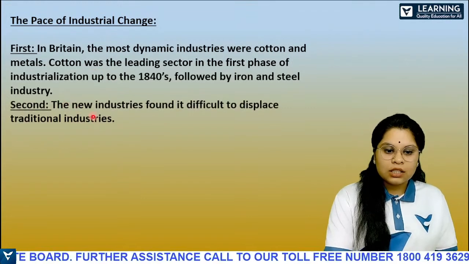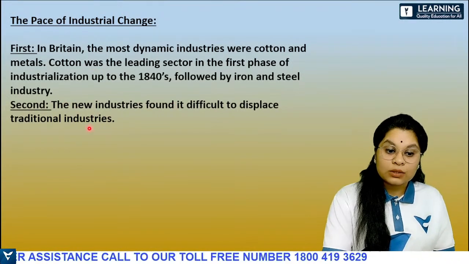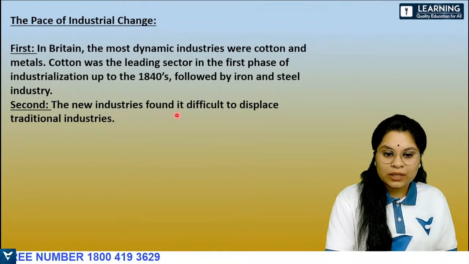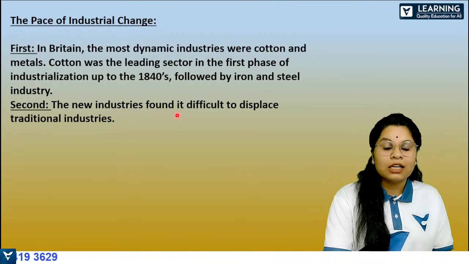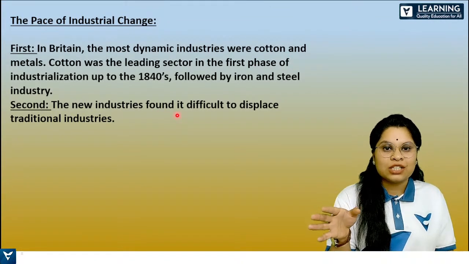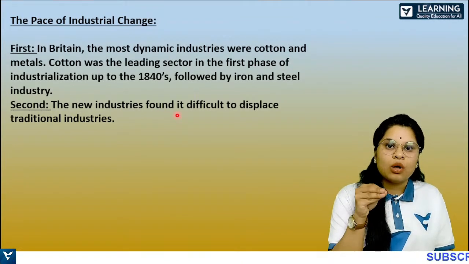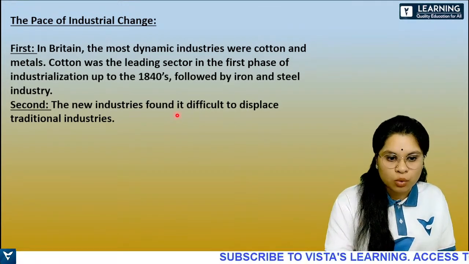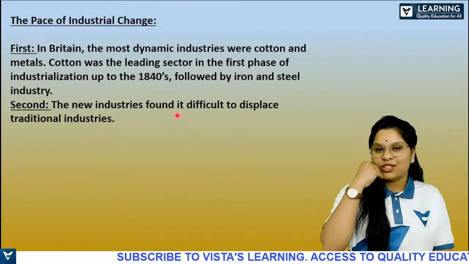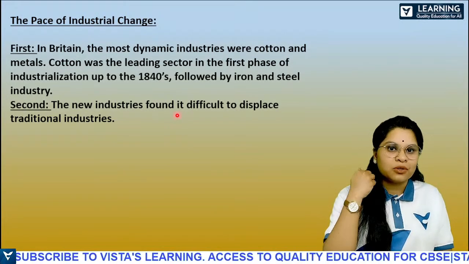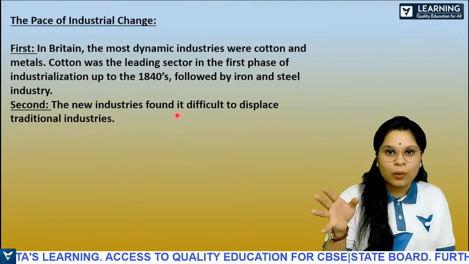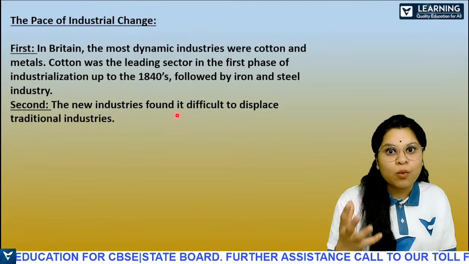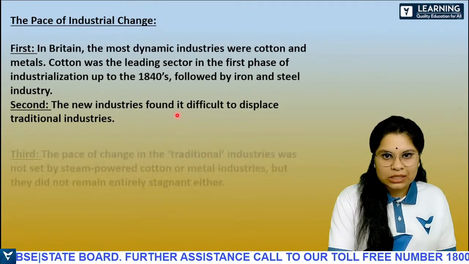Next, the new industries found it difficult to displace traditional industries. Are you understanding? The new industries found it difficult to displace the traditional industries which had been there from the first, because they played a very important role. It was not easy to just break those industries because they were old and build a new one, because they were very reputed and the quality of work they did was better. So that was pretty difficult for them.